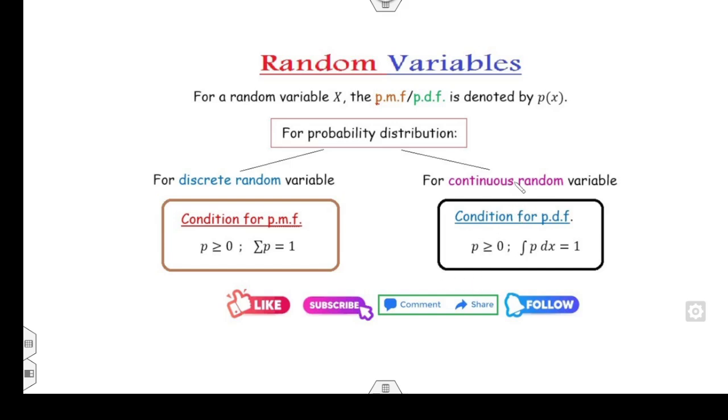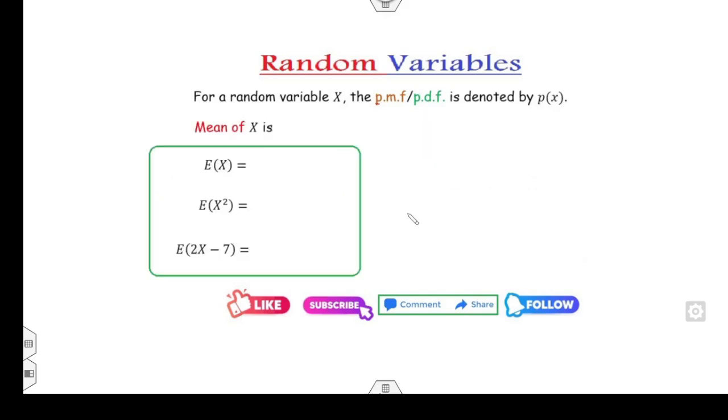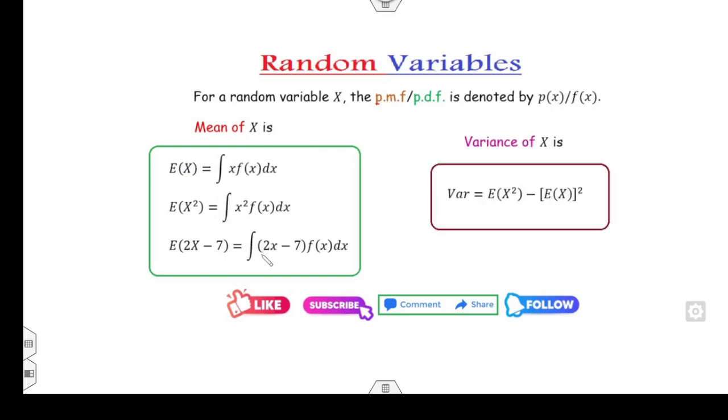Fine. Now, corresponding to the continuous random variables, we can define the mean, which is defined as x into whatever the probability you have. If you have f(x), then you can write f(x). Now if it is x square, you can write x square into p(x). And if it is 2x minus 7, then you write 2x minus 7. Either you can use p(x) or f(x), whatever is given to you. Similarly, based on the mean, you can find the variance, that is E of x square, which is computed by using equation number 2, and E of x by using equation number 1.